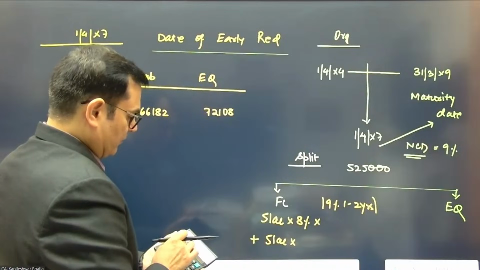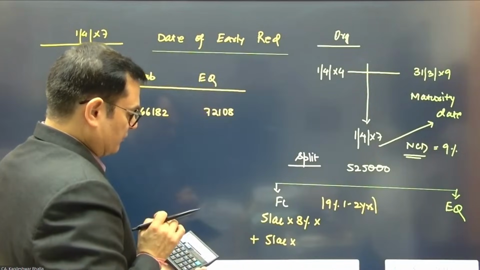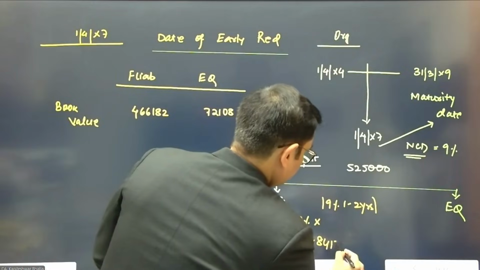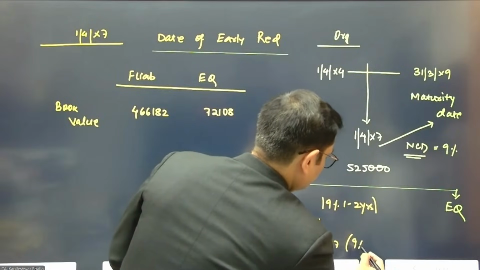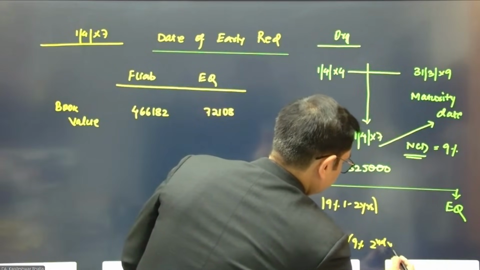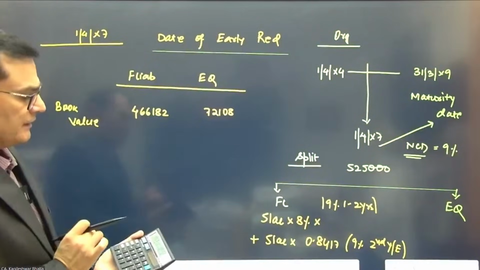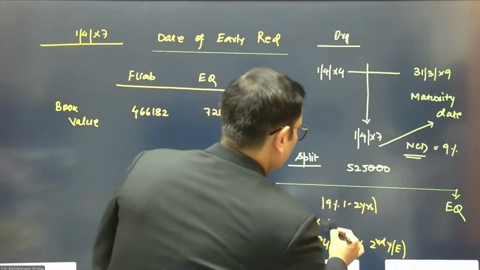1 divided by 1.09. This is 0.8417. This is supposed to be 9% second year end. This is 9% second year end. And this is 1.7591.